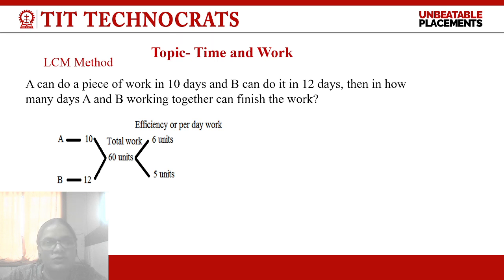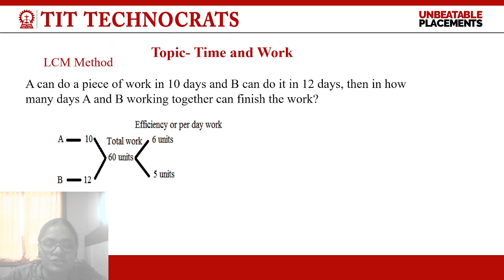A can complete the total work in 10 days, B can complete in 12 days. Just take the LCM of 10 and 12. When we take the LCM of 10 and 12, we'll get 60 as the LCM. And this 60 units we will consider as total work. It is not given in this question; we assume this is the total work which A and B have.